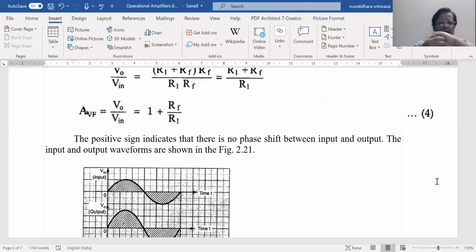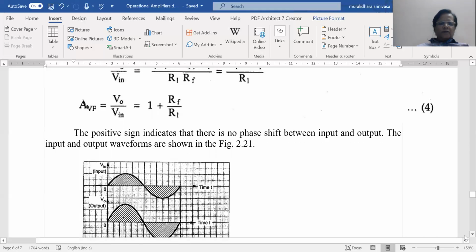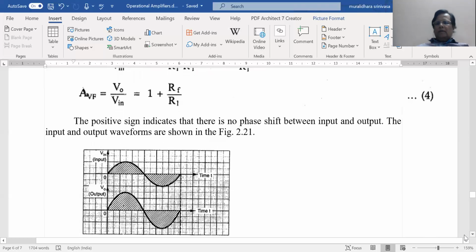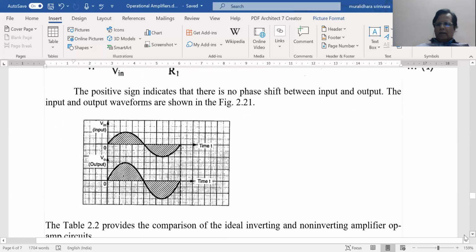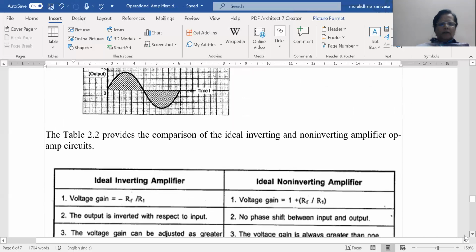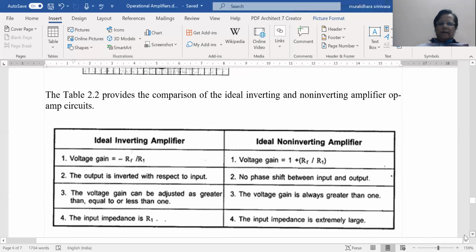If V0 is the output voltage, Vin the input voltage, V0 by Vin defines the gain of the amplifier, and it can be shown that the gain is equal to 1 plus RF by Ri. So even here gain is determined by the ratio RF by Ri, but you also have this factor of 1 coming in. Then how do these two circuits compare?